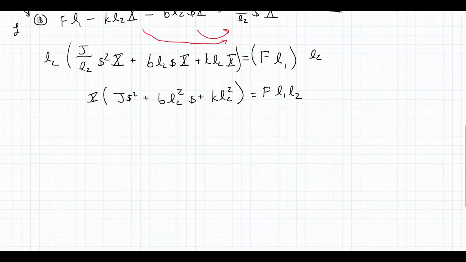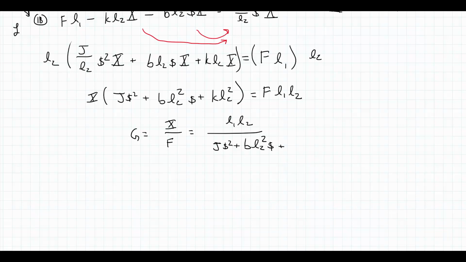Where do I need to go? I want x over f. That is my transfer function, and I'm calling that g. So to do that, I'm dividing both sides by f, and both sides by that coefficient multiplying my x on the left-hand side. So I'll be left with L1 L2 over Js squared plus bL2 squared s plus kL2 squared. And that is one way to express my transfer function.